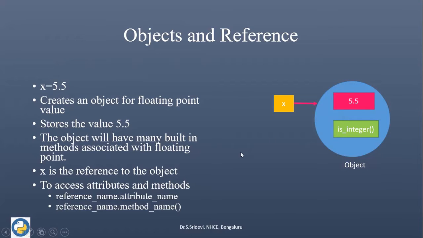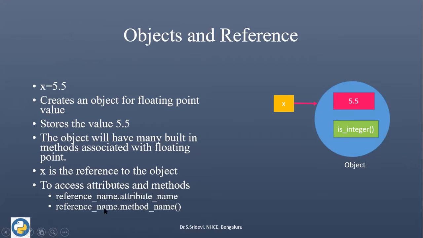This object will have many built-in methods associated with floating point objects. One of the built-in methods of a floating point object is is_integer, and like this, there are many methods associated with the object. After the object is created, a reference x will be created, and this x is a reference to the object. When we want to access the attributes and methods of this object, we can access them with the help of this reference x.